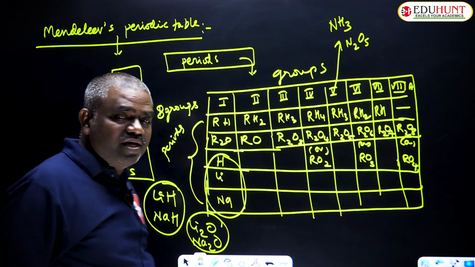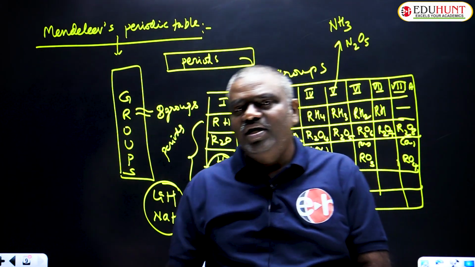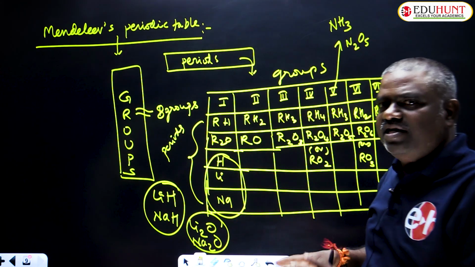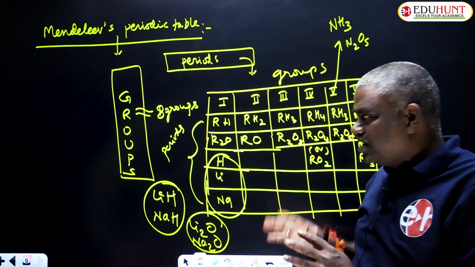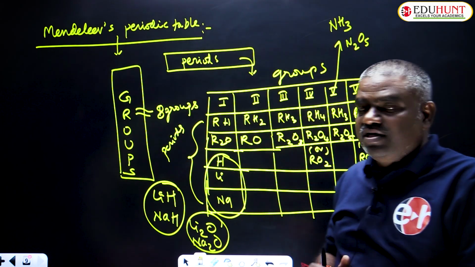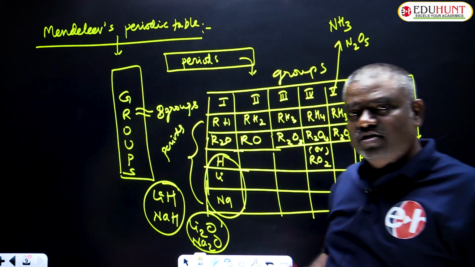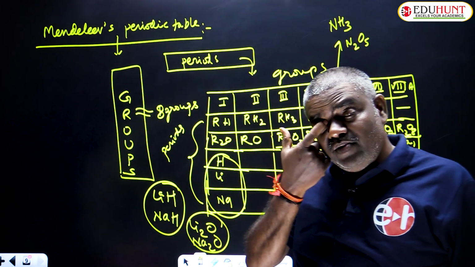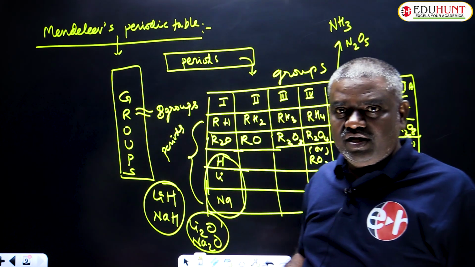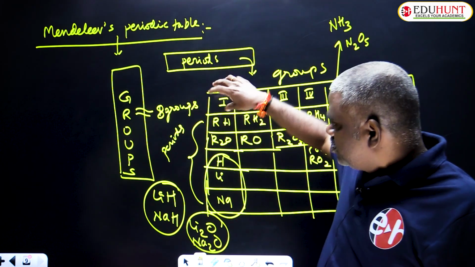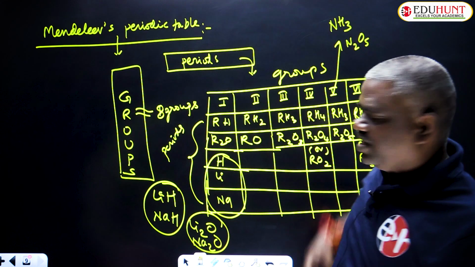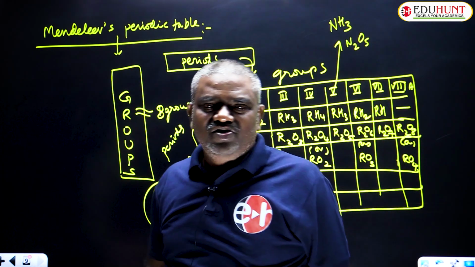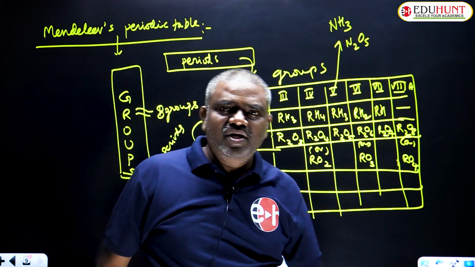Tomorrow I will explain the remaining part of Mandeleev's periodic table. So this is according to chemical character, the chemical nature of oxygen and hydrogen. Generally Mandeleev's periodic table was constructed based on atomic weights and chemical characters of the elements with oxygen and hydrogen. The vertical columns are called groups, 8 groups are arranged. The horizontal rows are called periods. Tomorrow I will explain the total Mandeleev's periodic table.